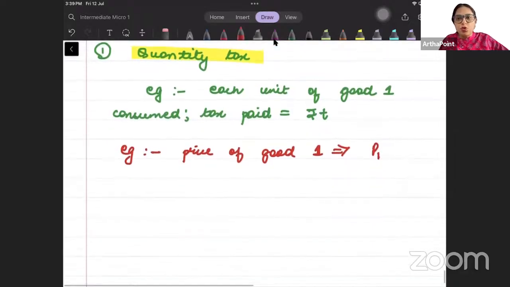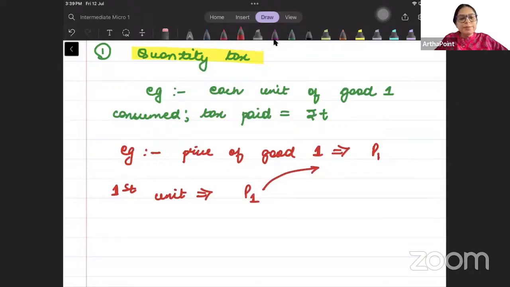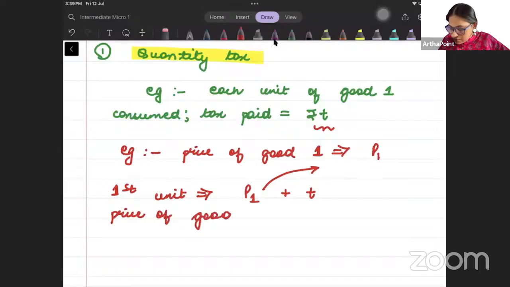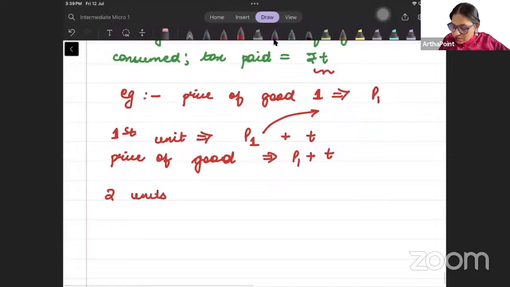P1 is the price of good one. So when I consume the first unit, जब बेटा मैंने एक unit consume किया, I am paying P1 as the price of good one plus I am paying T rupees as the tax on each unit I am consuming. So T is the tax I am paying. So beta, what is the price of good finally? The price of good will be P1 plus T, right?